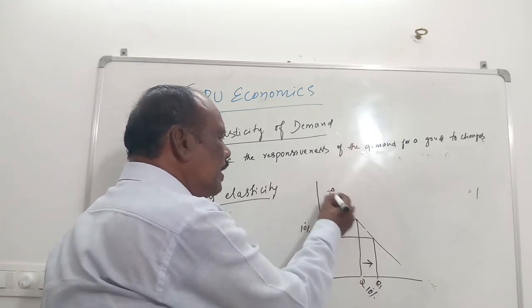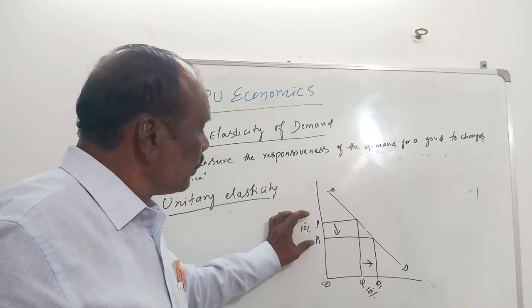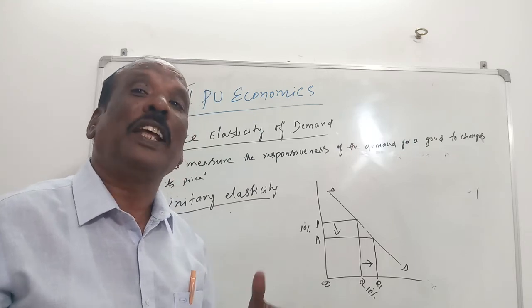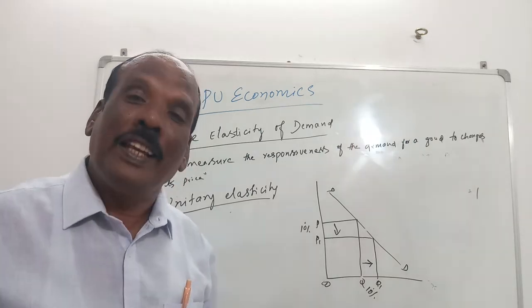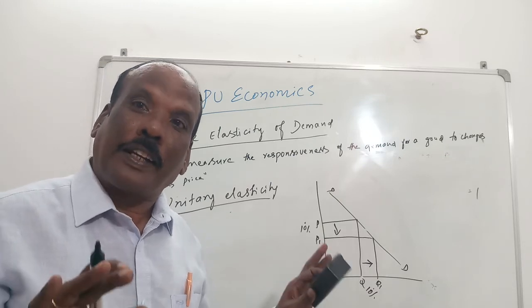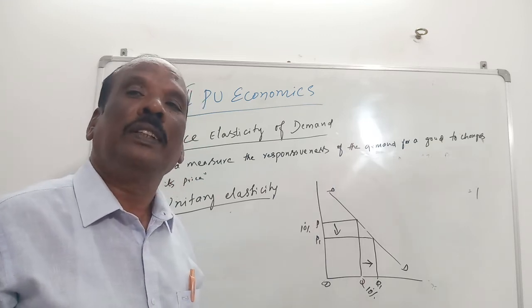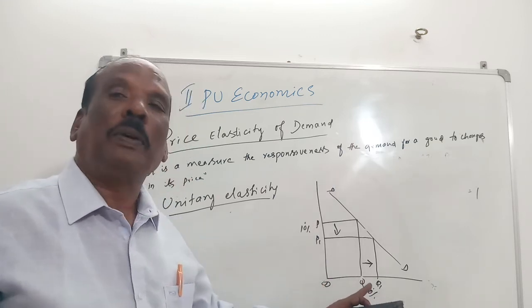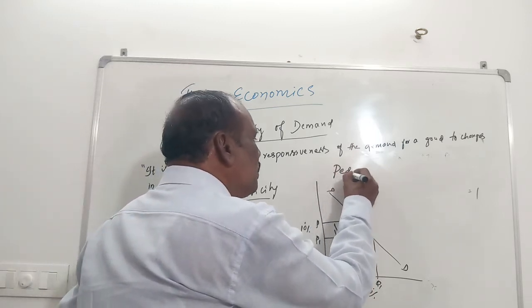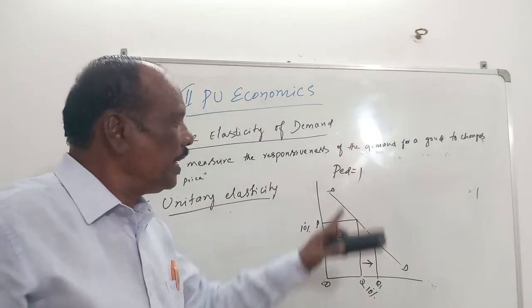So this is a DD curve. What does it show? It shows that 10% change in price leads to 10% change in quantity demanded, equal responsiveness. That does mean if there is 10% change in price, there will be 10% change in quantity demanded. Here PED is equal to 1.